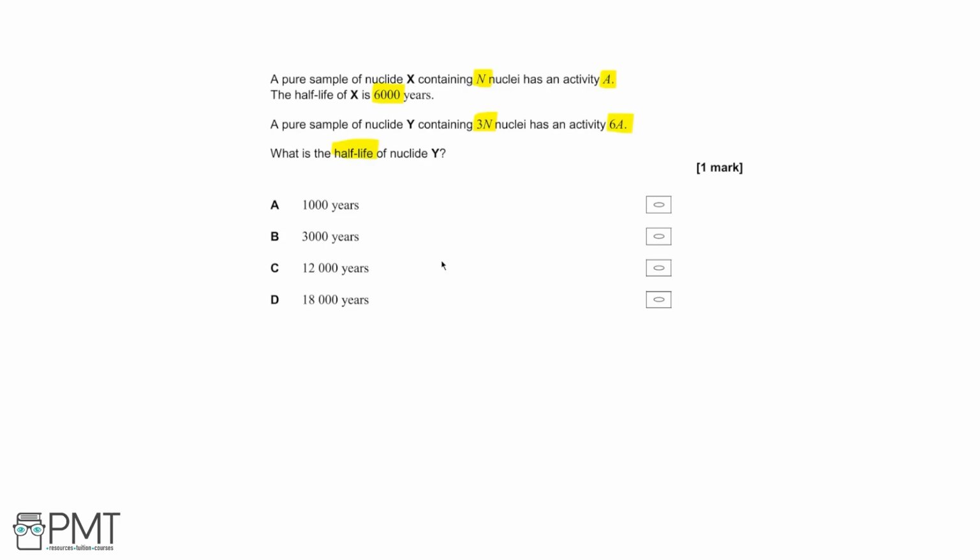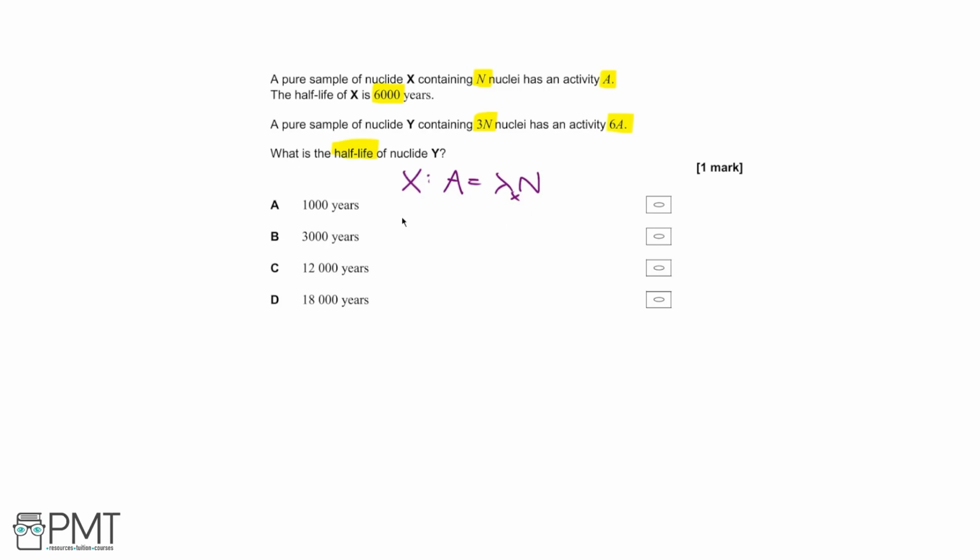To solve this question, firstly, we are told that a nuclide X with n nuclei has activity A. We can write an equation that relates the activity A to the number of nuclei n, which comes from the datasheet as A is equal to lambda n. I'm going to give lambda the subscript x to show that we're talking about nuclide X here.